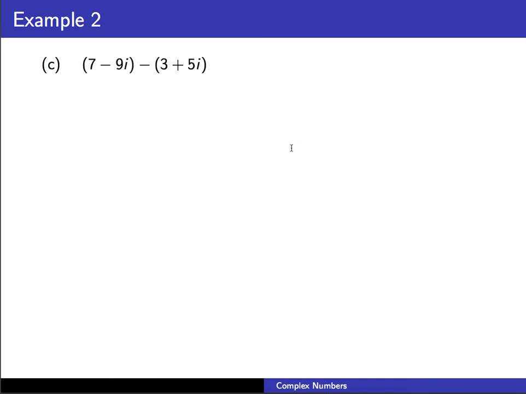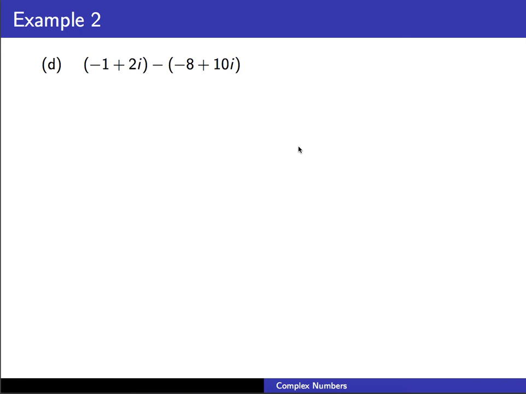All right, part C, this time we're subtracting. We have the expression 7 minus 9i, and we're subtracting 3 plus 5i. So we are going to have to distribute this negative to the 3 and to the 5i, just like we would if this was, say, 3 plus 5x in Algebra 1. So distributing the negative to the 3 and the 5i, we have 7 minus 9i, that hasn't changed, and then minus 3 minus 5i. So then 7 minus 3 is 4, and negative 9i minus 5i is negative 14i. So our answer for example 2c is 4 minus 14i.